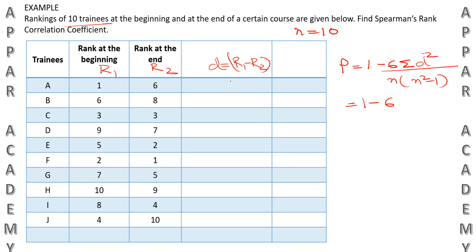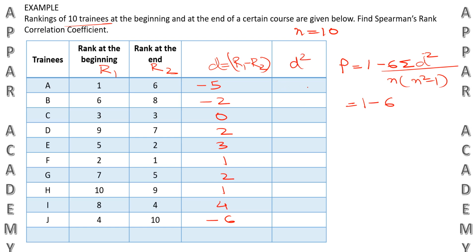Okay, so 1 minus 6 is equal to minus 5, 6 minus 8 is minus 2, 3 minus 3 is 0, 9 minus 7 is 2, 5 minus 2 is 3, 2 minus 1 is 1, 7 minus 5 is 2, 10 minus 9 is 1, 8 minus 4 is 4, 4 minus 10 is minus 6. So now here we have all the d's. What do we need to do after this? After this we need to find d square.